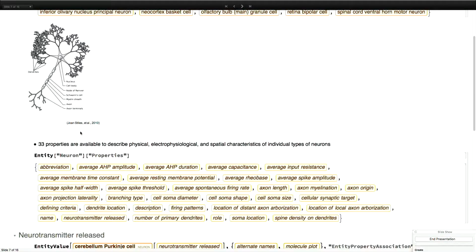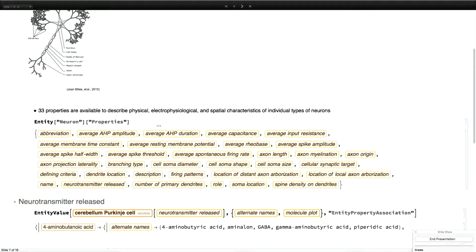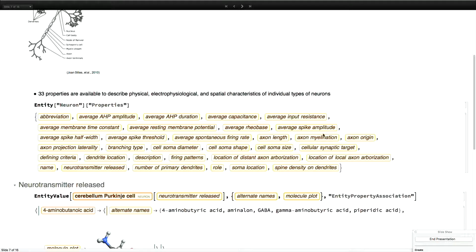And we have 33 properties to describe physical and spatial characteristics of different types of neurons. Some are about axon-specific properties, for example, origin of axon, length, or soma diameter, and some are about dendrites, number of dendrites, dendrite location, and so on.